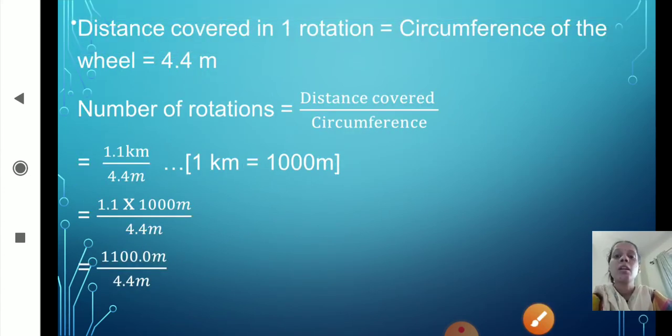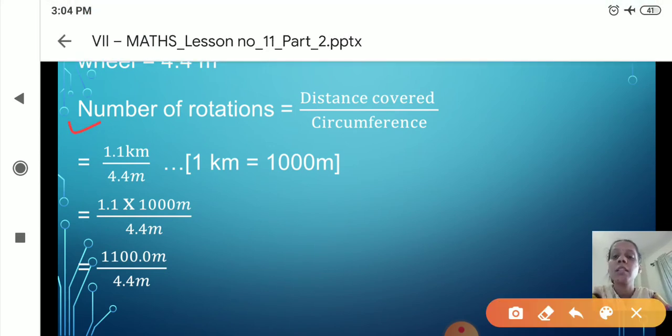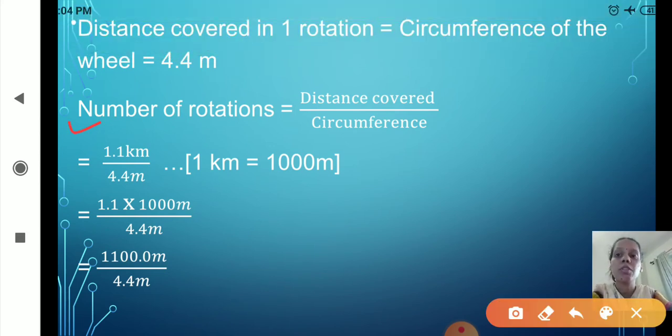So the distance covered in one rotation is equal to the circumference of the wheel. What is the circumference? That is 4.4 meter. Now we will find out the number of rotations. For that, there is one formula: number of rotations is equal to distance covered upon circumference. Distance covered is given in the question, 1.1 kilometer.